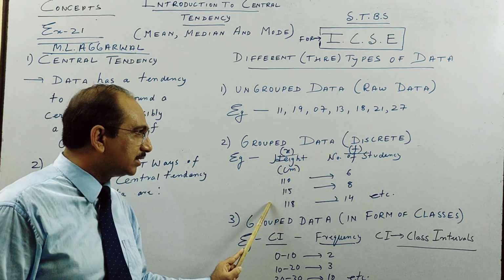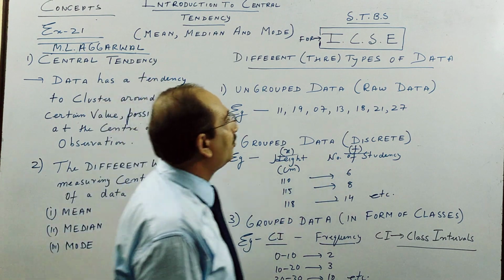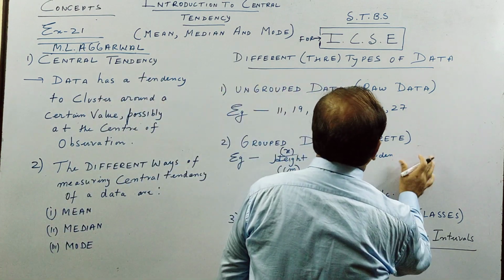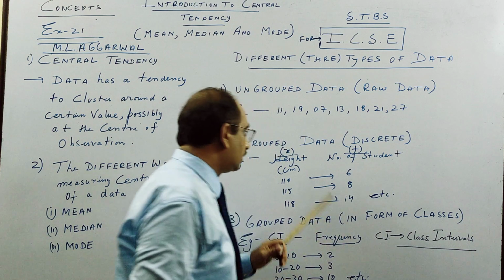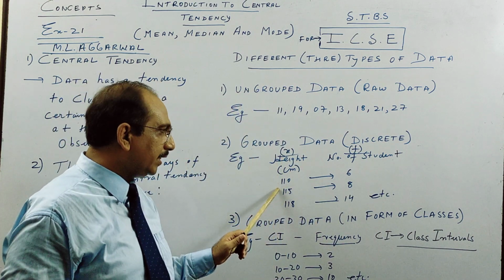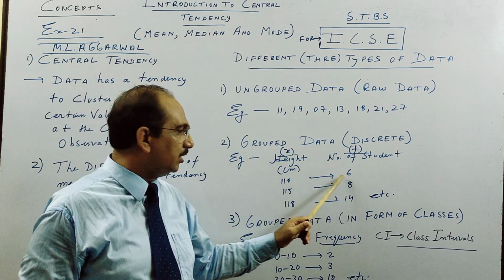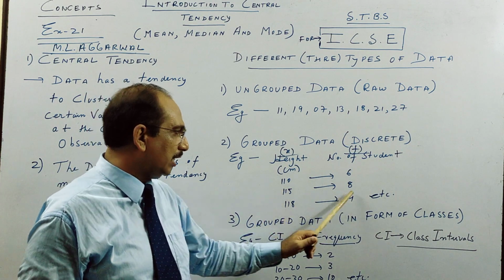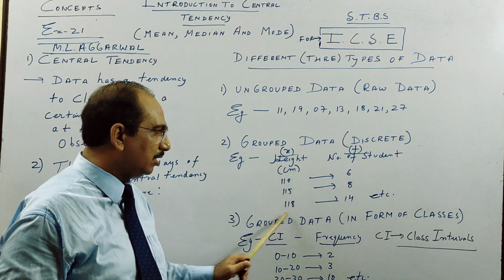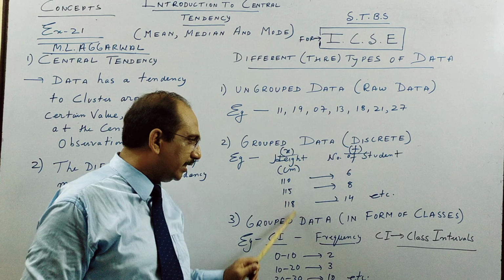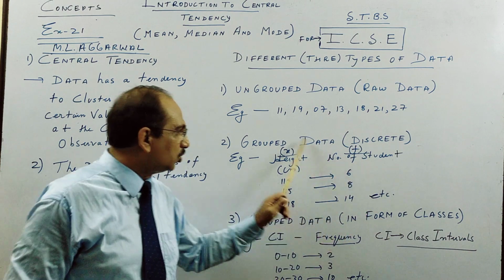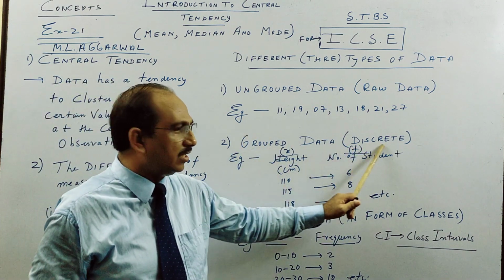You can see height in centimeter, number of students. So this is height 110 centimeter. There are 6 children in a class. 115, there are 8 children. 118 centimeter, there are 14 children. Like that the data goes on, etc. So this is what we have, group data discrete.